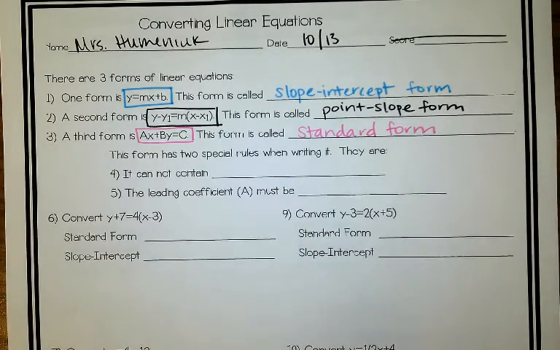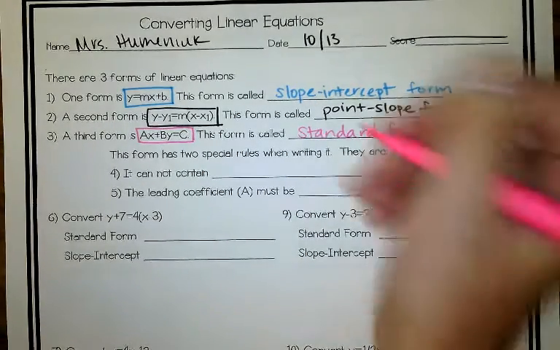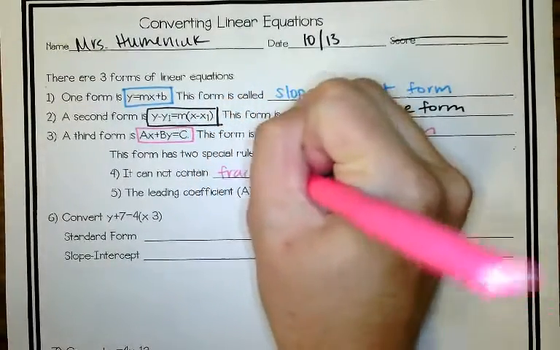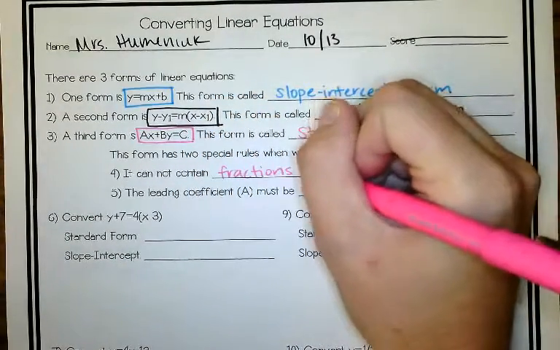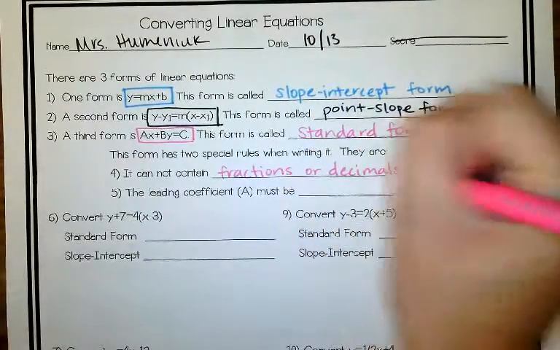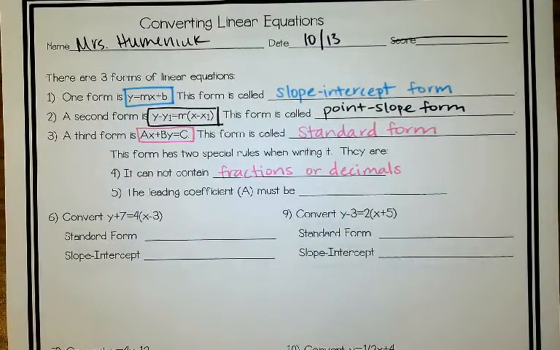So in order to be in true standard form, we have a few rules, all right? One of our rules is that when you are writing in standard form, your standard form cannot contain fractions or decimals, all right? So it cannot have any fractions or any decimals.